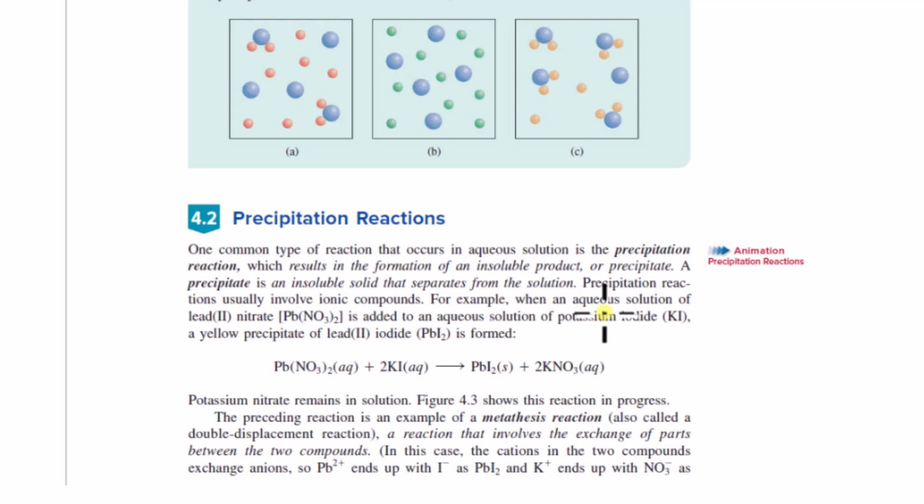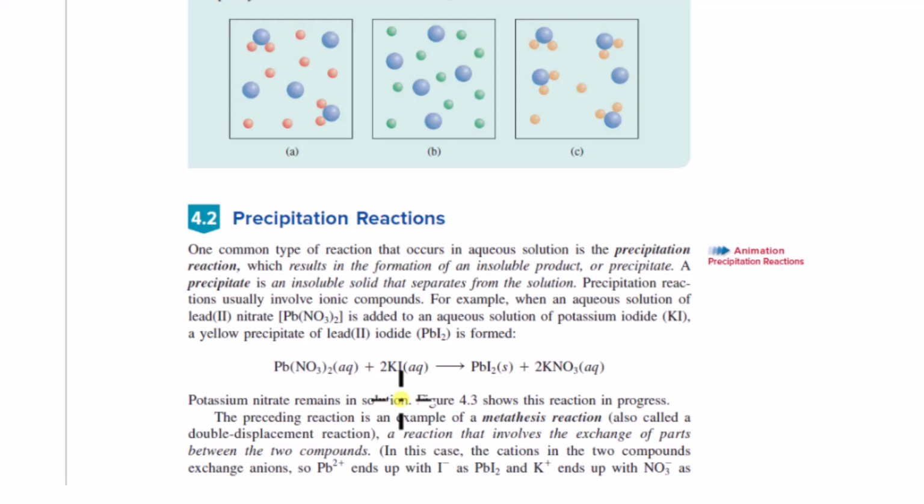For example, when an aqueous solution of lead-2 nitrate is added to an aqueous solution of potassium iodide, a yellow precipitate of lead-2 iodide is formed. And so here's the reaction. You've got this one beaker of lead-2 nitrate, aqueous, and this other beaker of potassium iodide, aqueous. So remember, since the state is written aqueous, that means that these substances are dissolved.